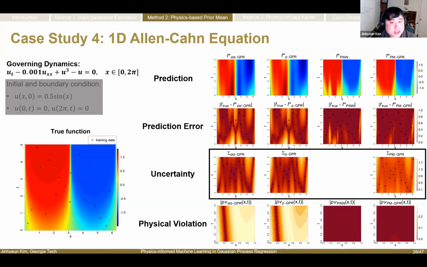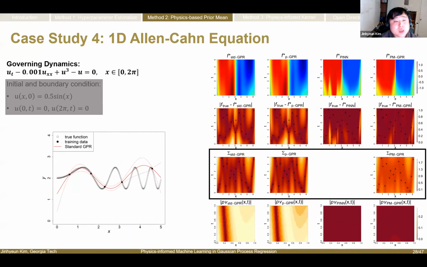Next, we can see here as well, for PMGPR, the uncertainty bound becomes larger, which means that this confidence interval tries to incorporate the true dynamics within that 95% confidence interval.